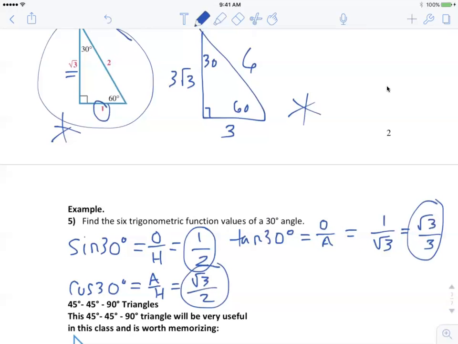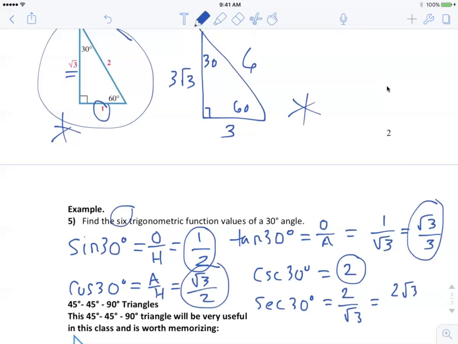Now the other 3, because we said it said 6, are just the reciprocals, right? So let's do cosecant 30. Just flip over the sine. So 1 over 2 becomes 2 over 1 or 2. Secant 30. Flip over the cosine of 30. Just 2 over root 3. And just multiply top and bottom by root 3. You get 2 root 3 over 3.